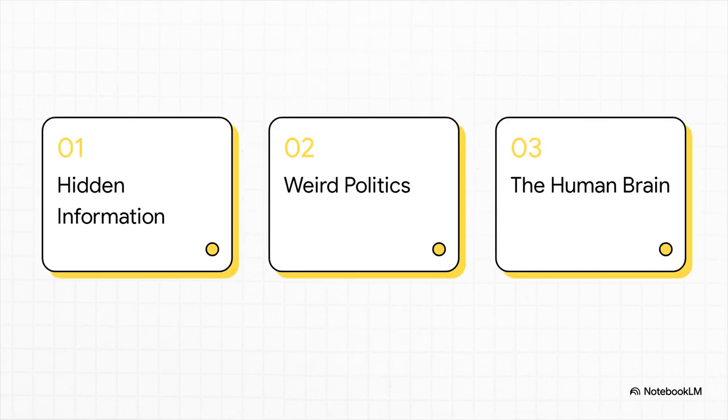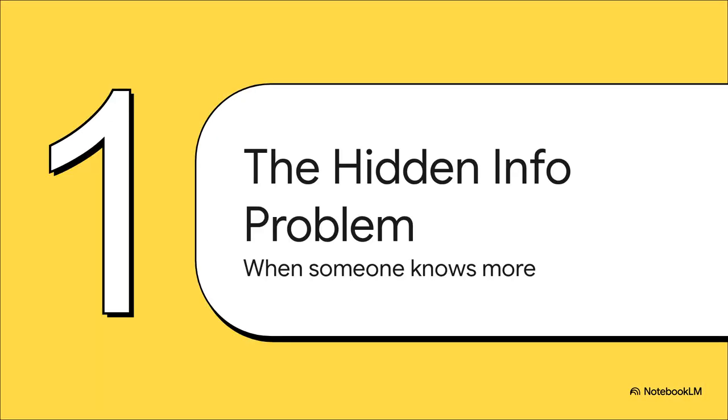So today, we are going to tackle 3 huge puzzles. First up, we're going to dive deep into this problem of hidden information. Then, we'll actually use those same economic tools to make sense of the, let's call it, weird logic of politics. And finally, we'll turn the lens on ourselves and see how our own brains can lead us to make some pretty irrational economic choices. Okay, let's get into it.